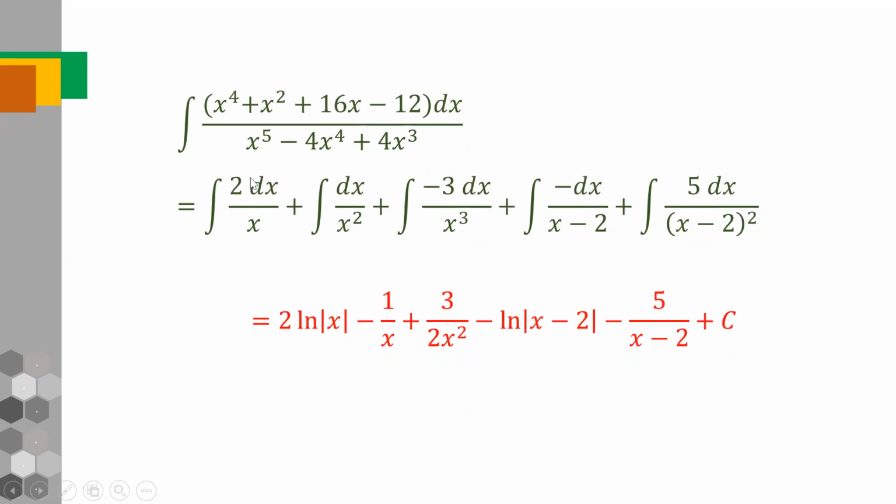The first one can be solved by ln. The second can be solved by the power rule for anti-differentiation, and also the third term. The fourth term can be solved by ln, and the last term can be solved by the power rule for anti-differentiation. So all in all, you have 2 ln|x|, plus 1 over x, plus 3 over 2x², minus ln|x - 2|, minus 5 over (x - 2), plus c.